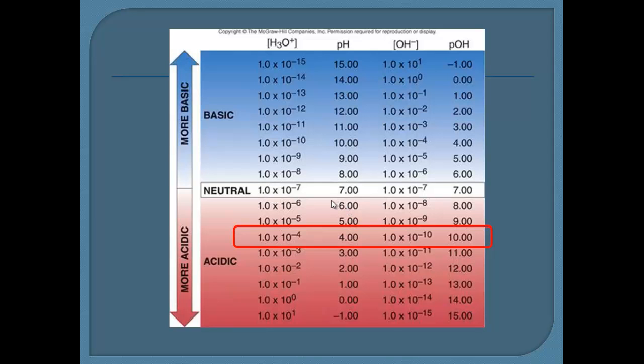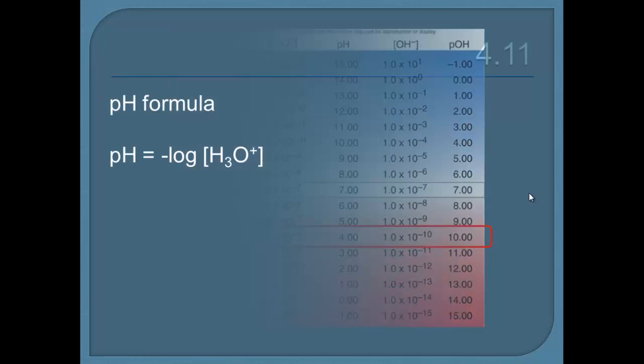Before we go away from the screen, what you should notice is that if you add up any pH and pOH value, we will see that it adds up to 14. So 4 plus 10 is 14. 5 plus 9 is 14. And that's something that's important when we start doing calculations later on.